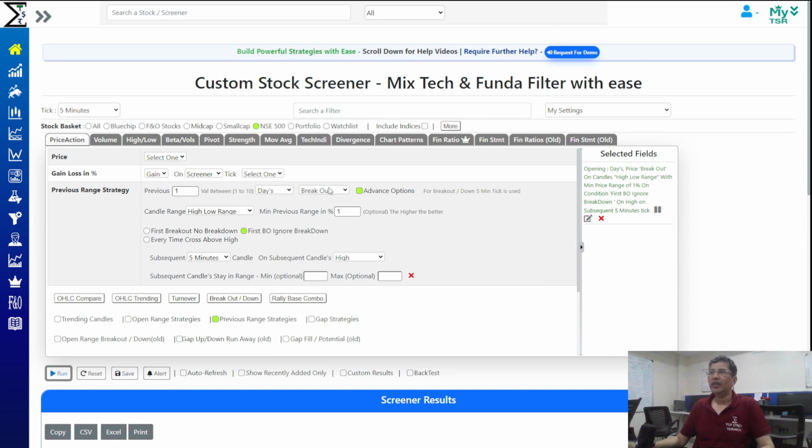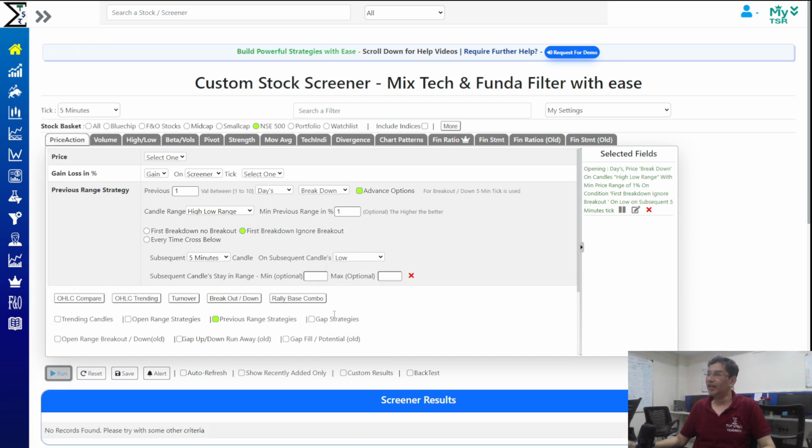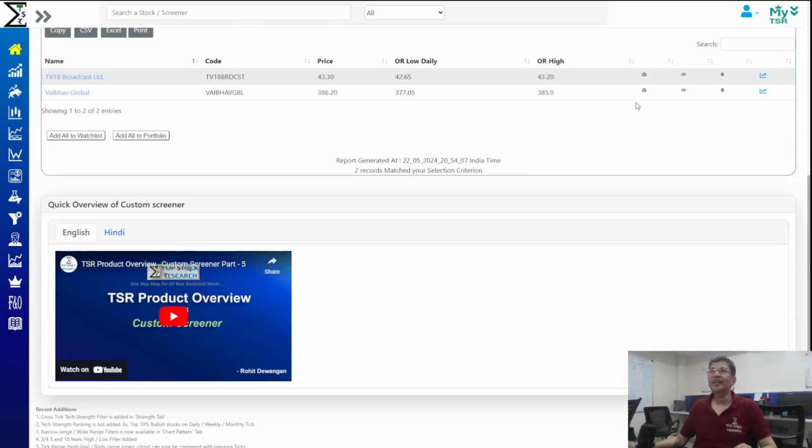Likewise, you can look for breakdown, and we'll change it to low to see if any stock comes in this criteria. Again, no stock is coming, because it's a pretty rare condition that in the last 5 minutes of the day the breakout or breakdown of the previous candle is happening. So it's a little rare. There are some users who would want every time that level is broken, right? The previous day level is broken. So that's where this comes in. Every time the previous high is broken, you'll get that setting.